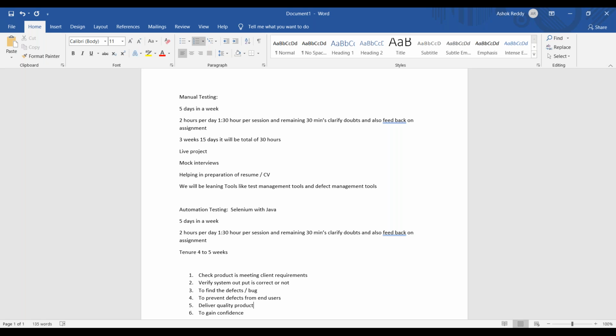So that's how you have to deliver a quality product and gain the confidence of the client by doing the testing, so that you can sustain in the market and get more projects from the clients, maybe from the same client or from other clients, by using their feedback. Okay, so these are the major reasons why we have to do the testing. Any questions so far?